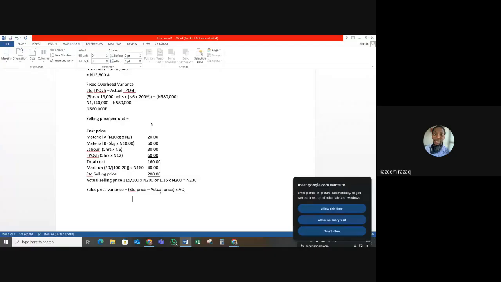Actual quantity. So what's our standard price? Standard selling price, Abby. 200 naira. Let me write it in full. Standard selling price is 200 naira, right? Minus actual, which is 230. Multiply by actual quantity, which is 19,000 units. What does that give us? 30 times 19 is what? 570,000 naira.